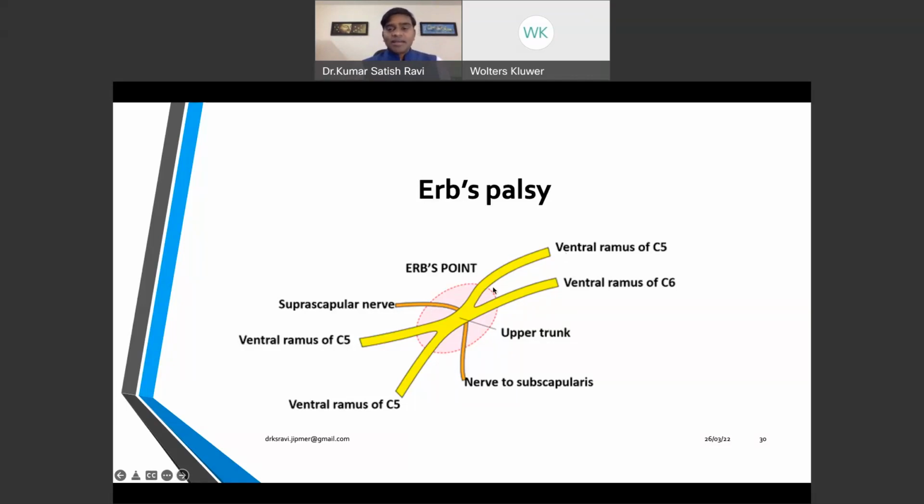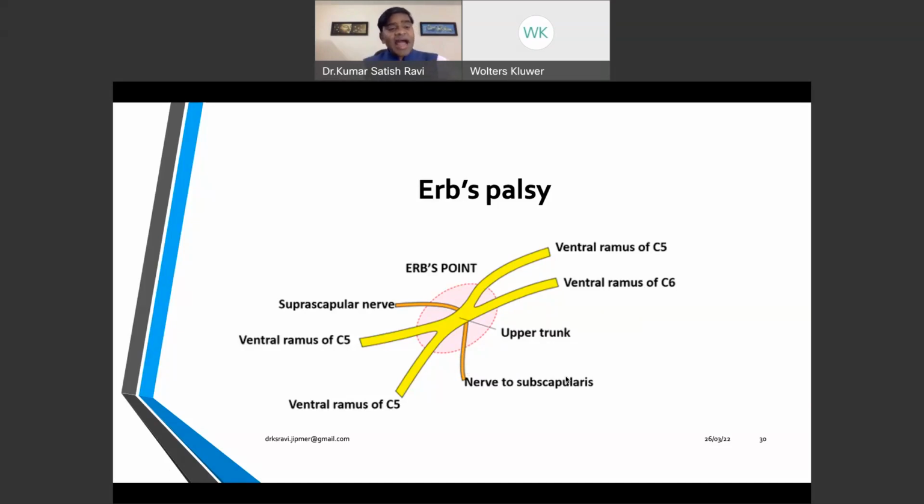So what are those 6? One is the ventral ramus of C5, another is the ventral ramus of C6. Then you have two branches from the upper trunk. These are the suprascapular nerve, and then another is the nerve to subscapularis. Sorry, over here this is wrong. It is the nerve to subclavius. This is a typing error. You remember, I said from the upper trunk there are 2 branches: one is the suprascapular nerve and another is the nerve to subclavius.